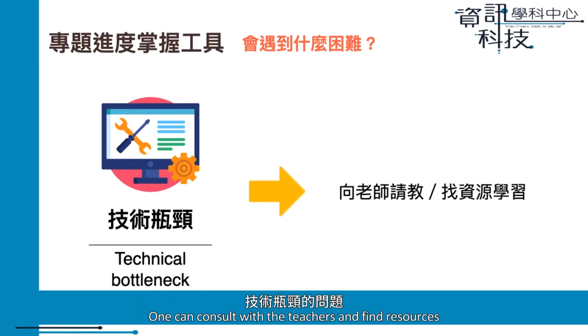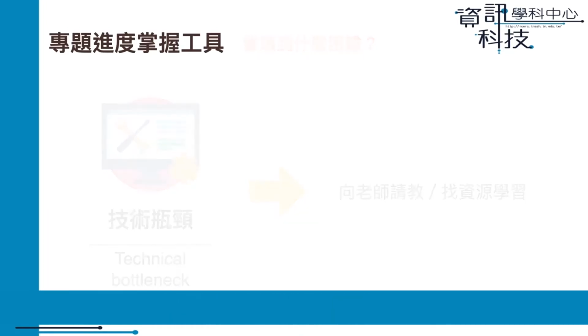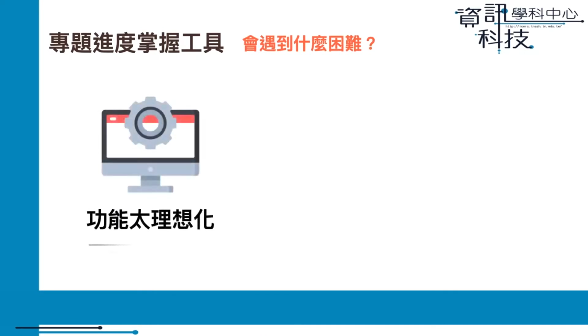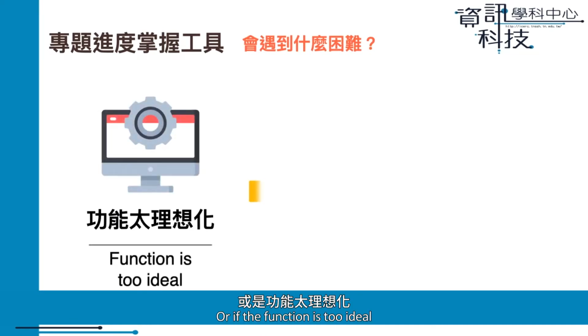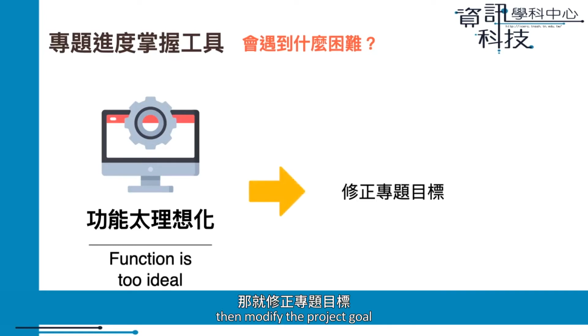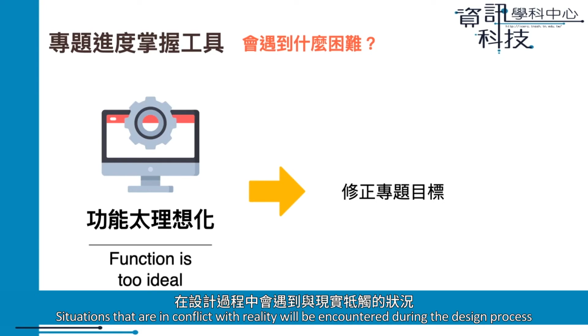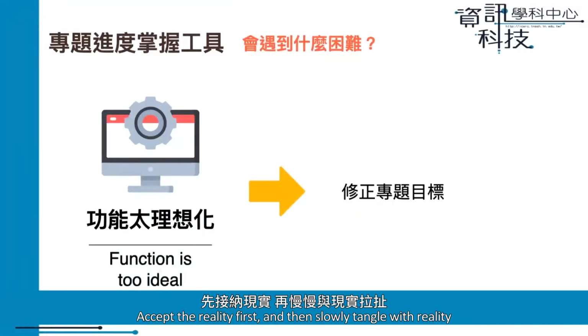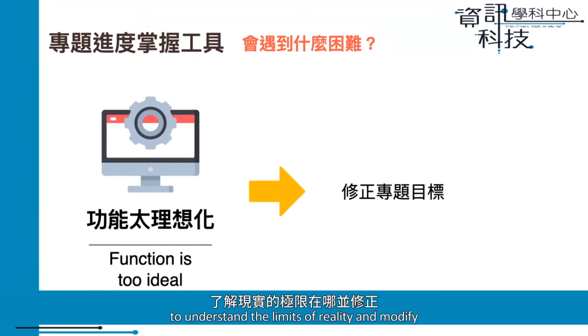One can consult with the teachers and find resources for learning problems regarding technical bottlenecks. Or, if the function is too ideal, then modify the project goal. Situations that are in conflict with reality will be encountered during the design process. Accept the reality first and then slowly tangle with reality to understand the limits of reality and modify. Only then will we have the opportunity to break through.